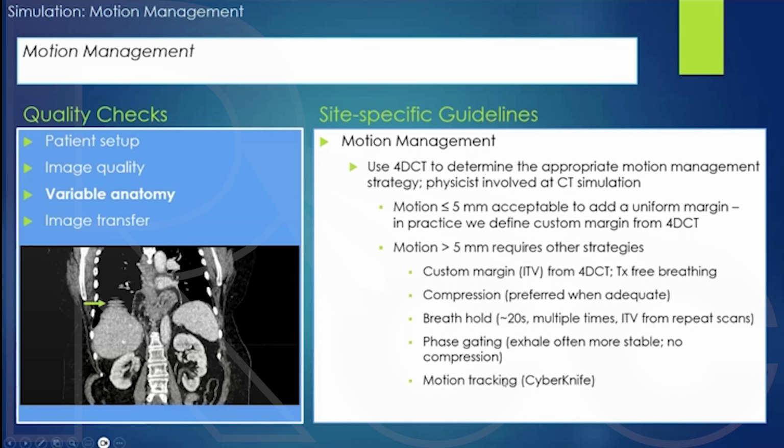Active motion tracking is possible on a CyberKnife machine. That is, the LINAC, the robot, rocks back and forth to guide radiation to the moving target.